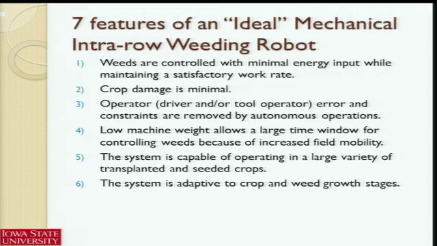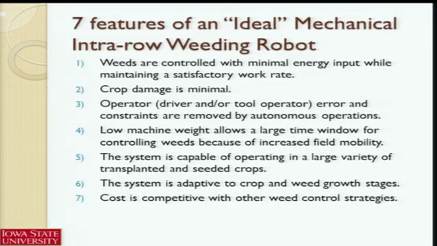And also the system has to be adaptive to crop and weed growth stages. That's a challenge. They grow, they change their shape, they change their features. And the cost. When you have the technology there, whether the farmers would adopt your technology, the cost is certainly a big factor for them to make a decision. So we have to justify the technology can be competitive with other weed control strategies. Those are the seven features I think would make up a good or ideal weeding robot.